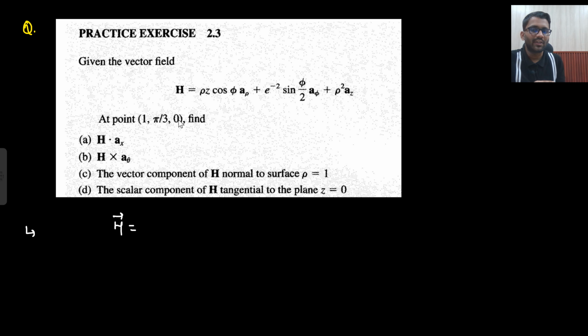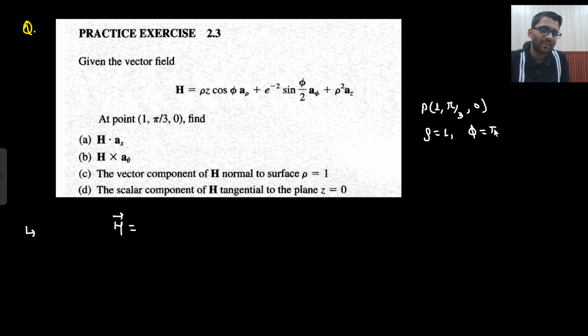So 1 comma pi by 3 comma 0. That means rho value is 1, phi value is pi by 3 and z value is 0, right? So h vector, what will be my h vector? So z is 0, this value will be 0, so this whole term will go to 0.